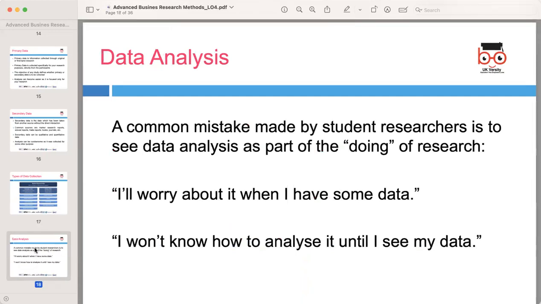Data analysis. If any question, if anyone is there?